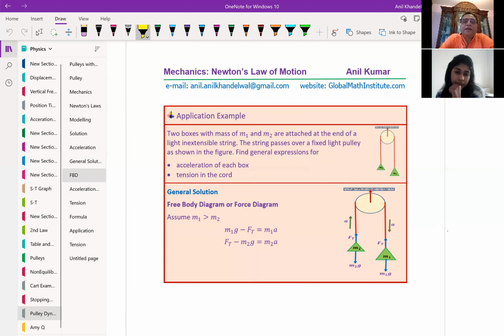Here, can you please read the question once again, and then we'll talk about the diagram. Two boxes with masses M1 and M2 are attached at the ends of a light inextensible string. The string passes over a fixed light pulley as shown in the figure. Find general expressions for the acceleration of each box and the tension in the cord.